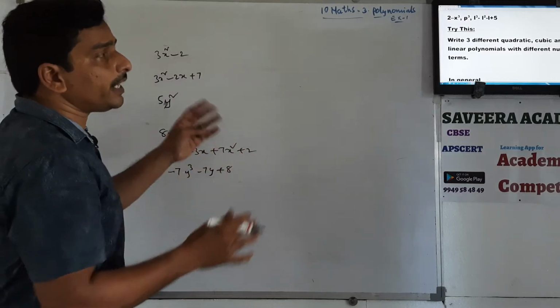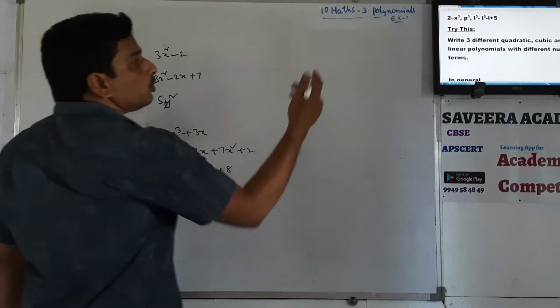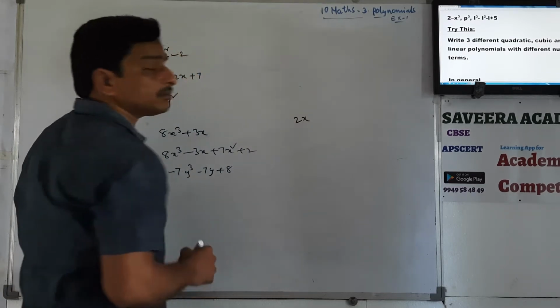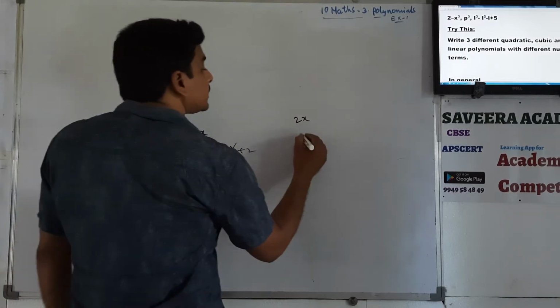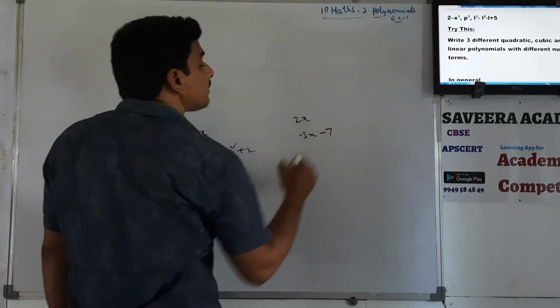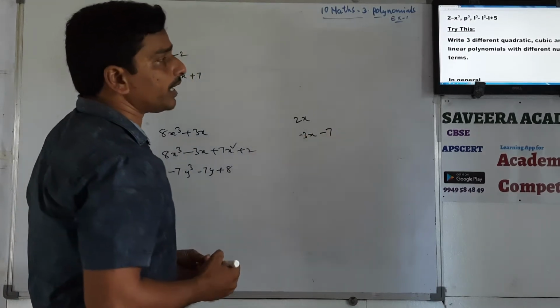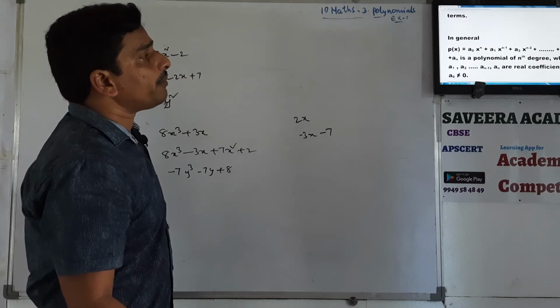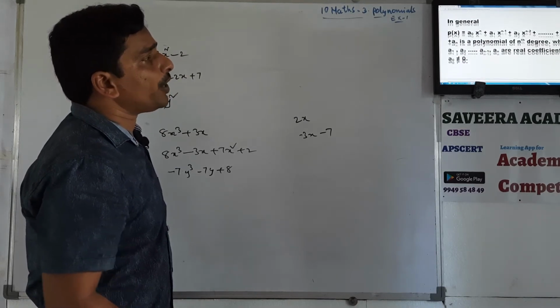So with different terms we have written two linear polynomials. Two linear polynomials means 2x, a linear polynomial. Next, minus 3x minus 7, that is also a linear polynomial. Okay, so like that we can write. Next, the general form of a polynomial is also given.